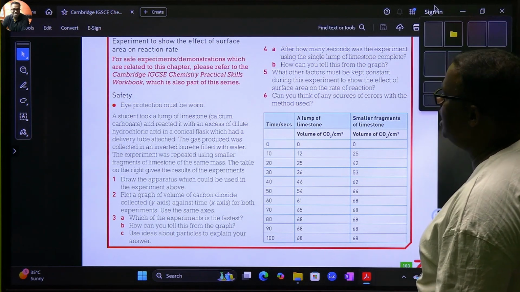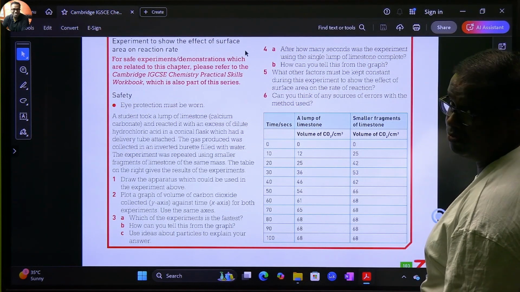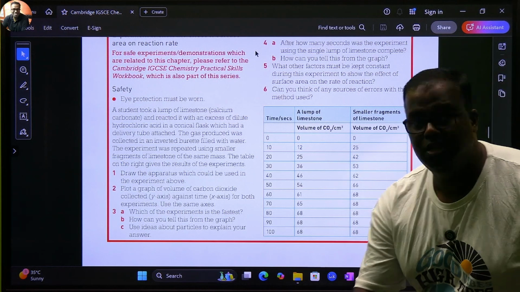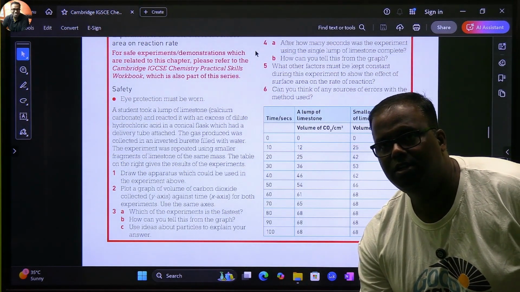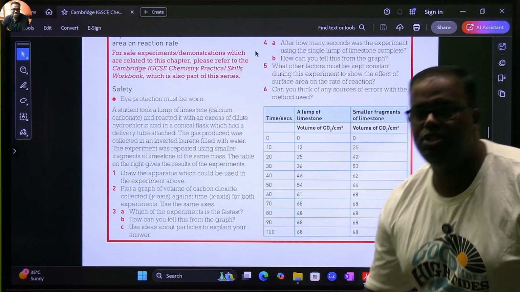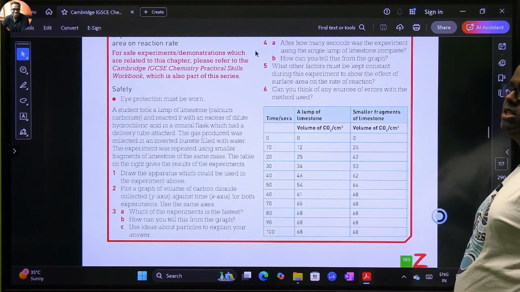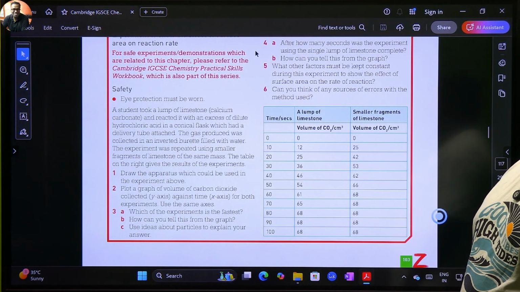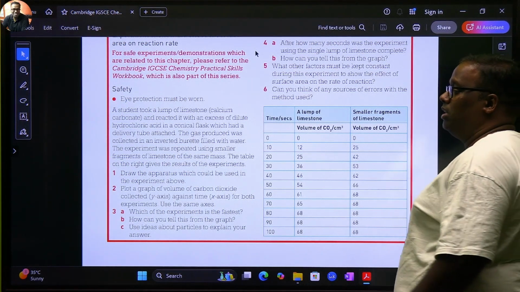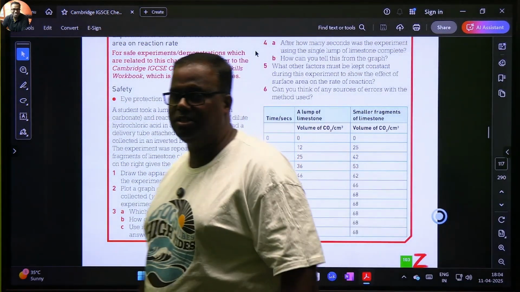Anyone has any doubt for whatever we have studied so far? So far we studied about collision theory, we studied about the surface area impact, and now we are going to study about the factors that affect the reaction.